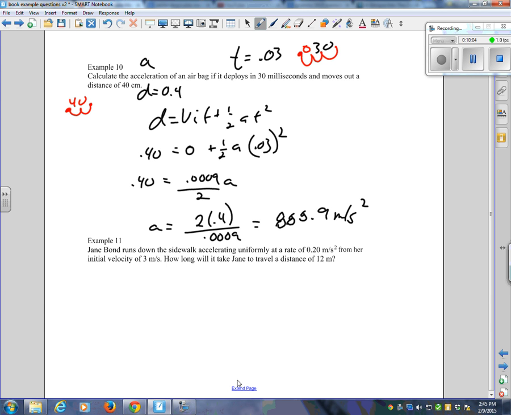Okay, number 11. Are we good? Yeah, I get it. What were we trying to find? We were trying to find the acceleration. What do you got? I get 888. Would it have been wrong if, like, 0.03 squared, that's 0.0009, to just do 0.4 divided by that number, and then divide it again by half? Yeah, that would work too. Okay.